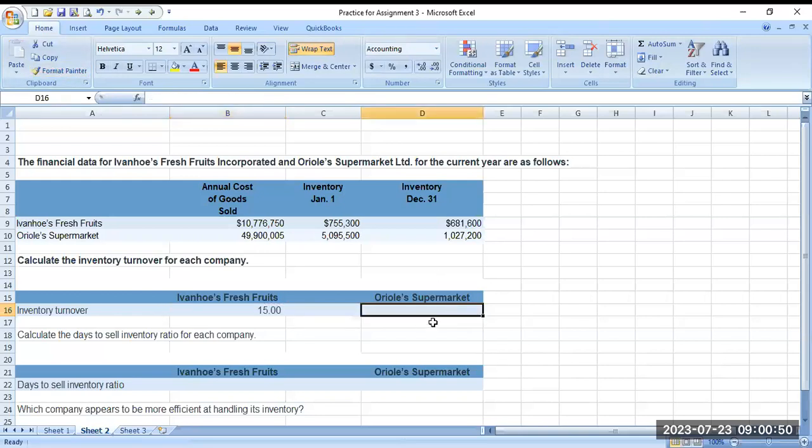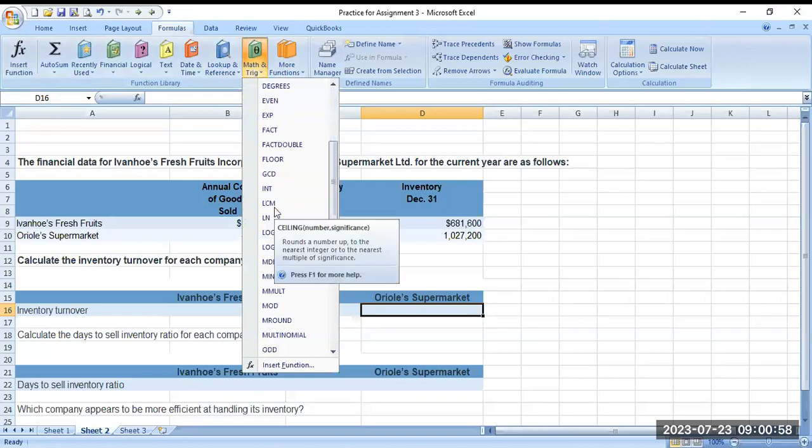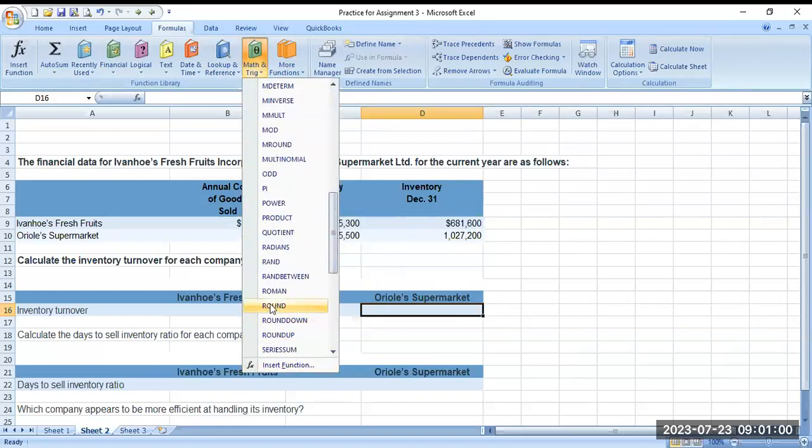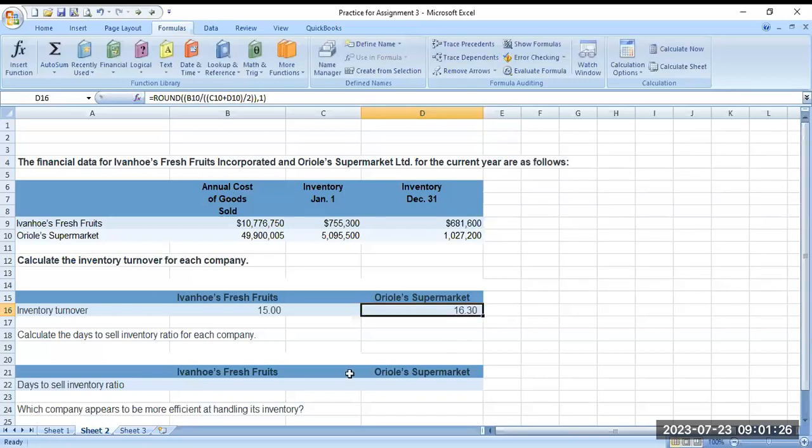Now what we have to do is the same thing for the other company. Let's go again: Formulas, Math & Trig, scroll down, get the ROUND. Again, we need our numerator, cost of goods sold, divided by the denominator: two brackets, beginning plus the ending, close the bracket, divided by 2, close the bracket for the denominator, close the bracket for the entire formula. Get 1 digit after the decimal, click OK, and we have our number.